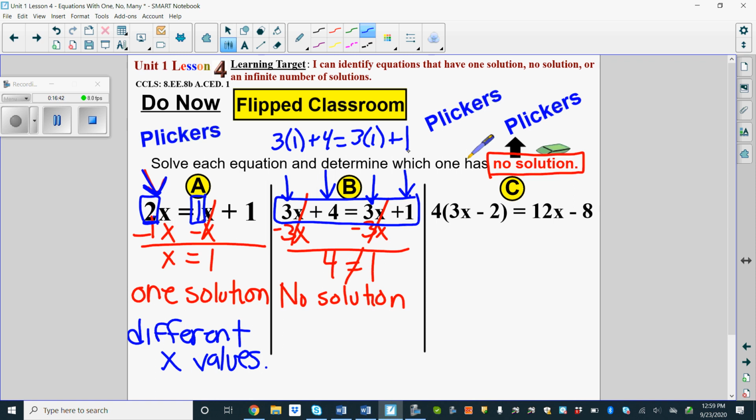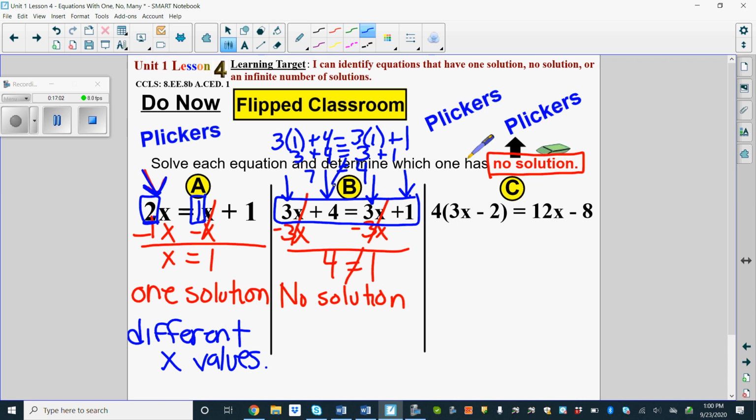No, because 3 times 1 will always be 3. But if I add 4 to that, I'm going to get 7. And on this side, 3 times 1 again is always 3. But I'm adding 1 and only getting 4. No, that will never be equal because you can't substitute a number and then add or subtract something different and think you would get the same answer.